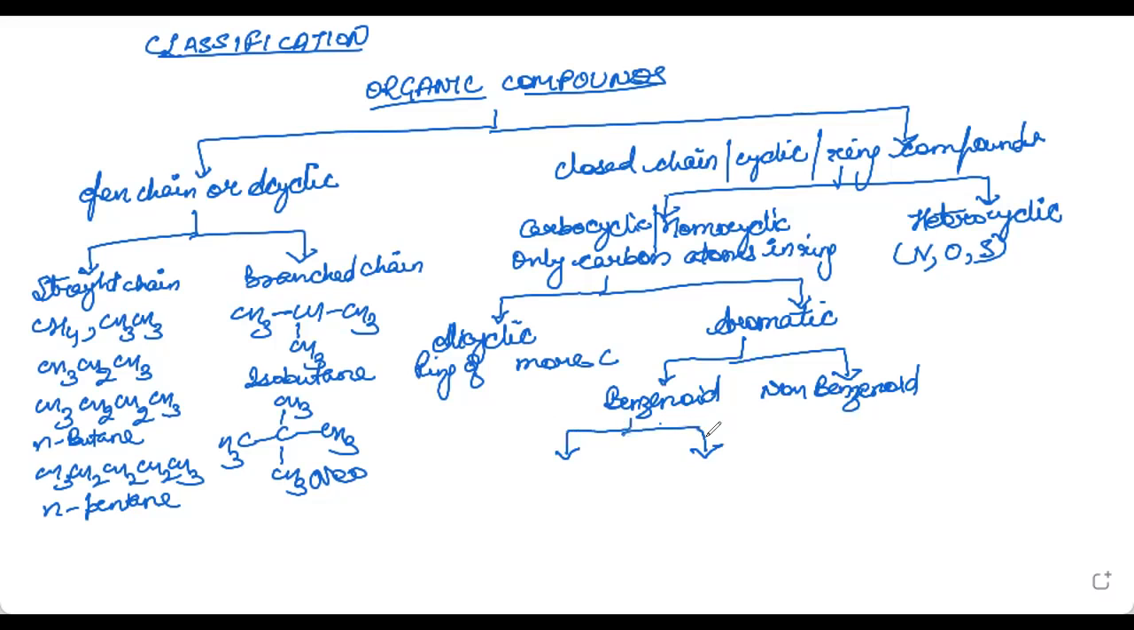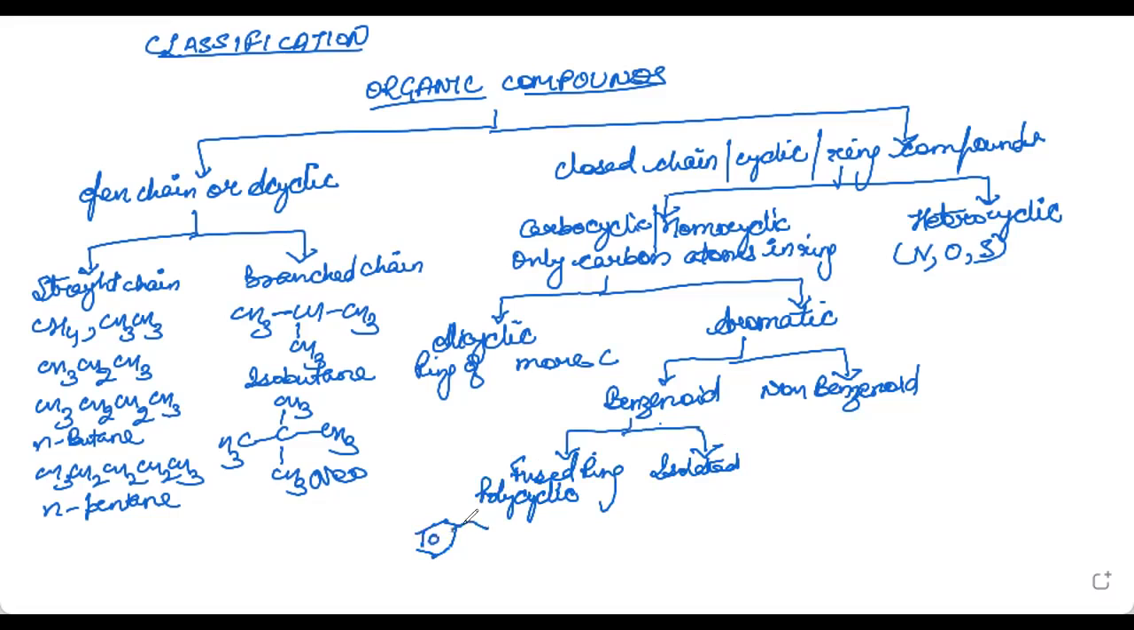If there are more number of benzene rings, that is more than one benzene ring, then it can be a fused ring compound, or it can be an isolated benzenoid compound having more than one benzene ring. So if the rings are fused together, it is known as polycyclic. Okay. Now the examples here are naphthalene.